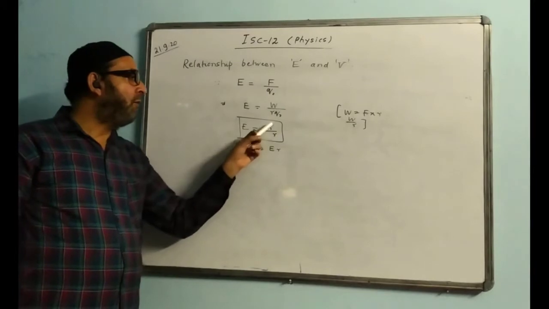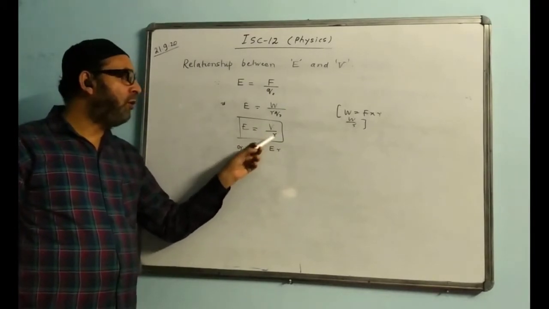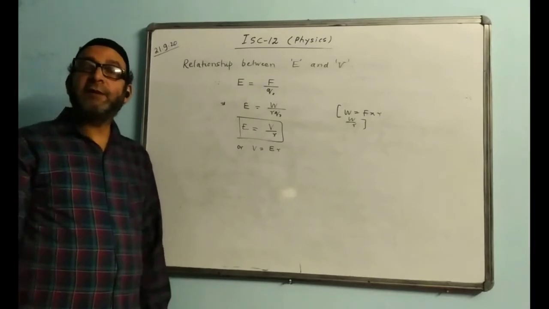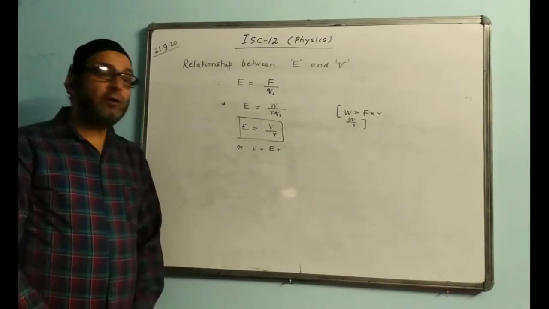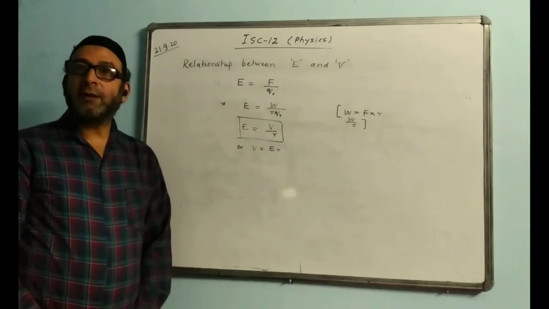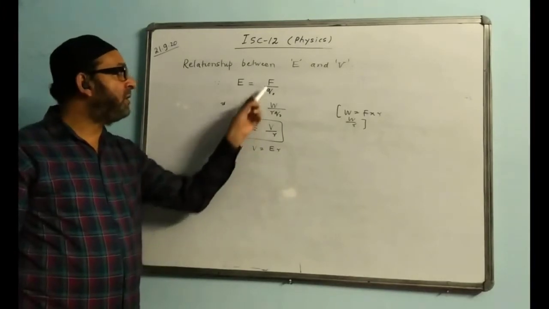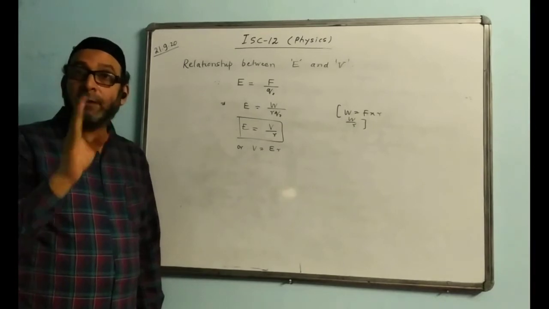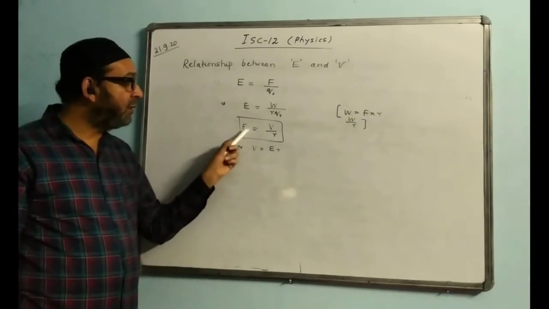That is volt per meter, the unit of electric field. I told you previously in the previous chapter, electric field has two different SI units. The first unit is newton per coulomb, and the second unit is volt per meter. And that is coming as a result of this relationship.